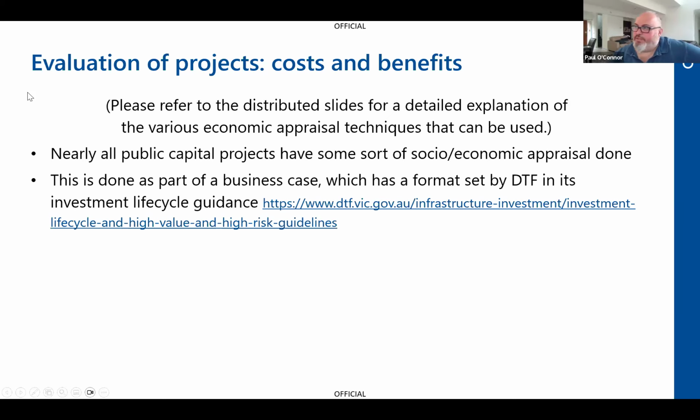It's done as part of a business case, and that has a format set by Department of Treasury and Finance, DTF, in its investment lifecycle guidance. I've just given you the link there. It's quite useful guidance, and they do set some model approaches for a whole bunch of different things: procurement strategy, options analysis, everything. It's really comprehensive.